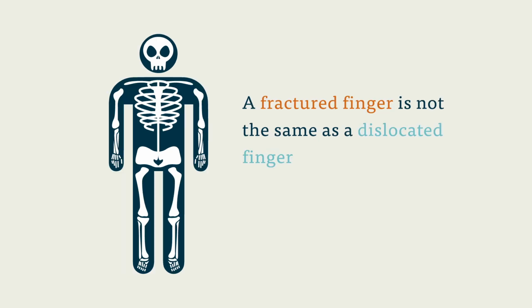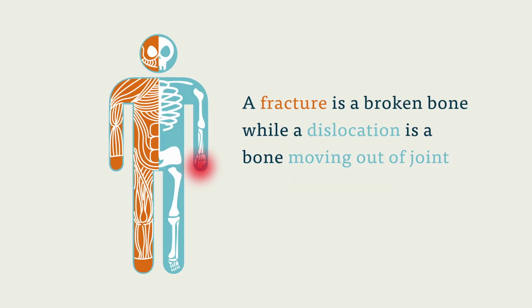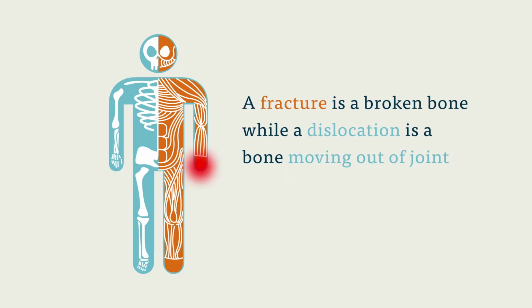It's important to be able to differentiate between similar but different injuries that take place on the same part of the body. A fractured finger, for example, is not the same as a dislocated finger, despite the fact that they may produce a similar visible diagnosis and most likely a similar amount of pain in the patient. A fracture is a broken bone, while a dislocation is a bone moving out of joint. In a dislocation, the bone is still intact, just in the wrong place.